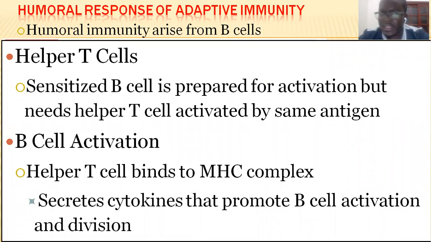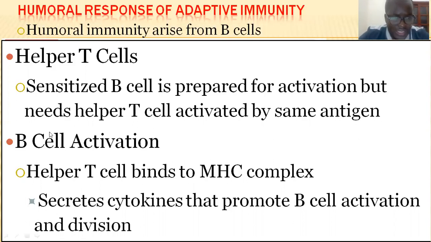Then they also require the T helper cells, because they are presenting that antigen to the T helper cells. The sensitized B cell is prepared for activation, but it still needs the helper T cell activated by the same antigen. So they're going to present the antigen to the helper T cells to activate them. Then in return, the T helper cells produce certain chemicals to reactivate the B cells, for them to be transformed into plasma cells.